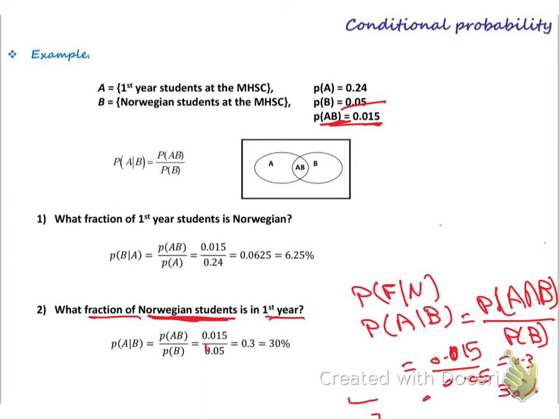Okay? If you notice here, the percentage changes highly, because here he's asking about the Norwegian in the first year. He's asking about students who are first year and at the same time Norwegian. But here he is asking the other way around: that they are Norwegian, but they are in the first year.